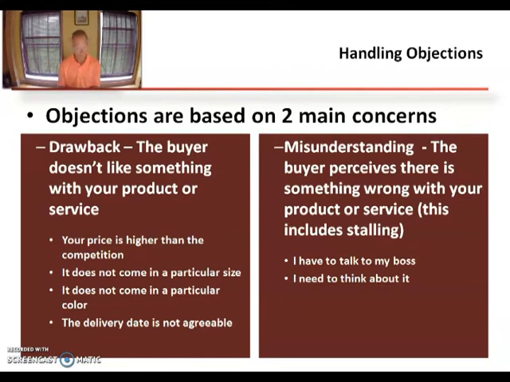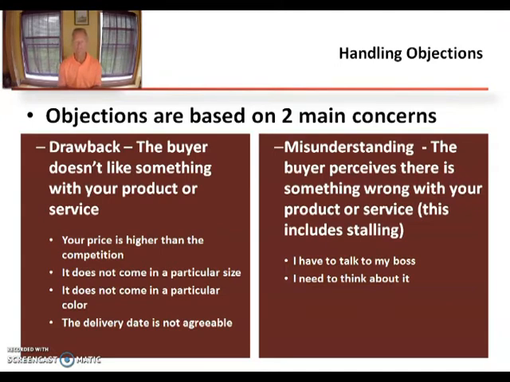The other one is a misunderstanding. The buyer perceives that there's something wrong with the product or service. If the buyer perceives something wrong and it's not actually so, for instance, if the buyer says, well, I would like to, but I can't get it until next week, but you can actually get it to them this week, then you clear up that misunderstanding and you close again. Well, you've said that you wanted it this week. I think we can get it this week. Can we have a deal today?